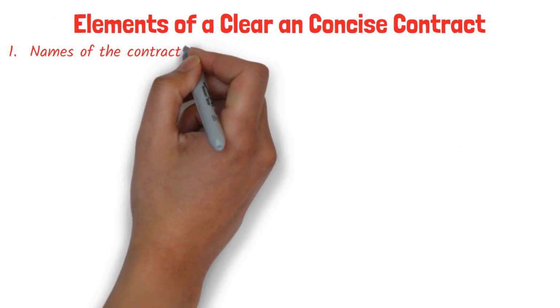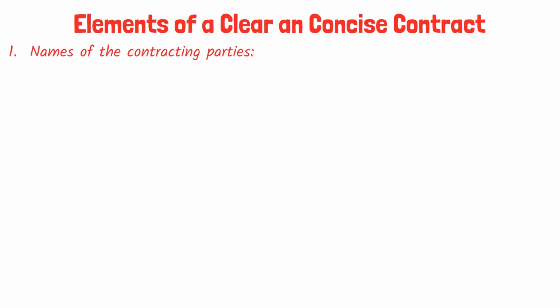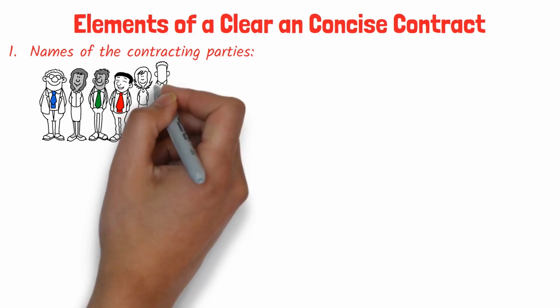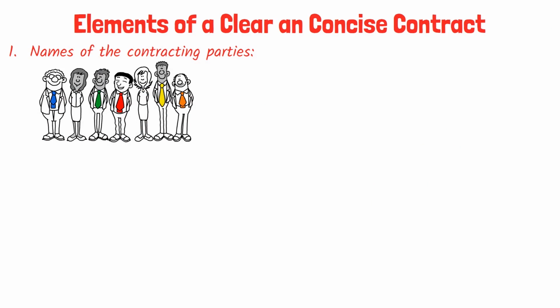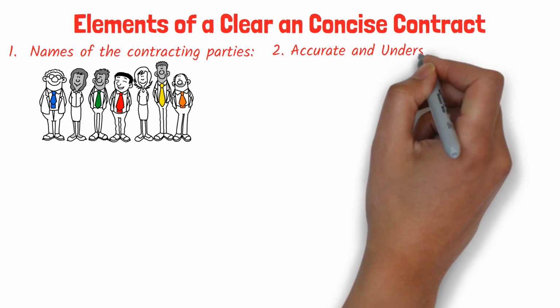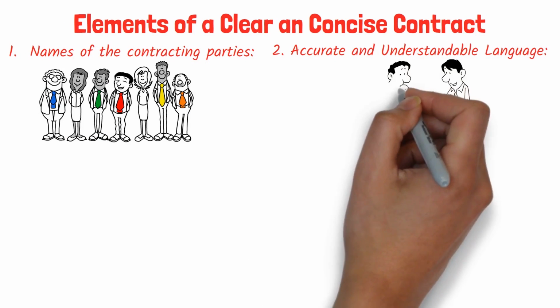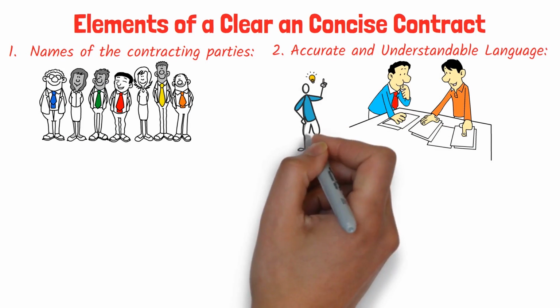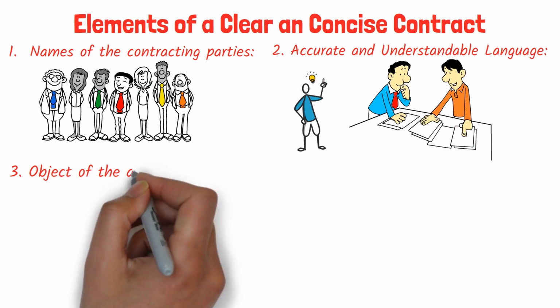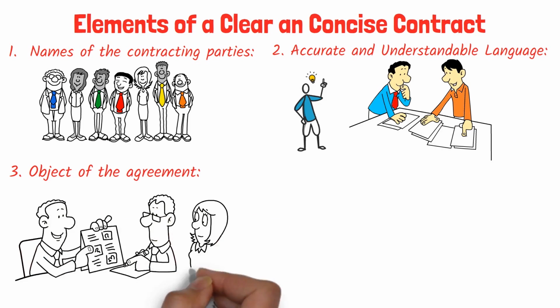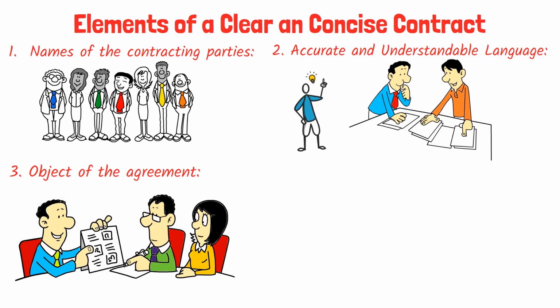1. Names of the contracting parties. Ensure that the contract accurately identifies all of the parties involved in the agreement. 2. Accurate and understandable language. The language used in a contract should be clear, accurate, and easy to understand. 3. Object of the agreement. Clearly state the purpose and scope of the agreement.